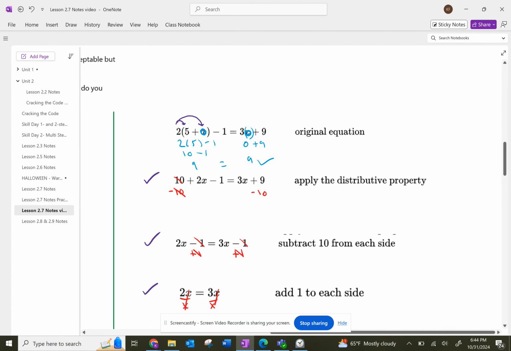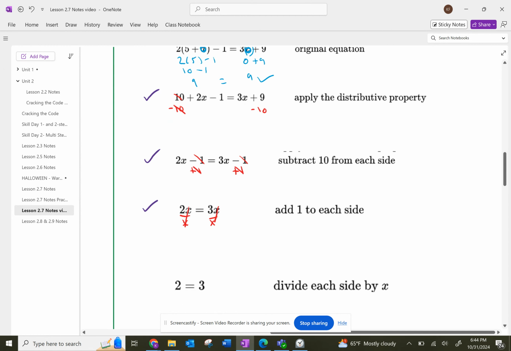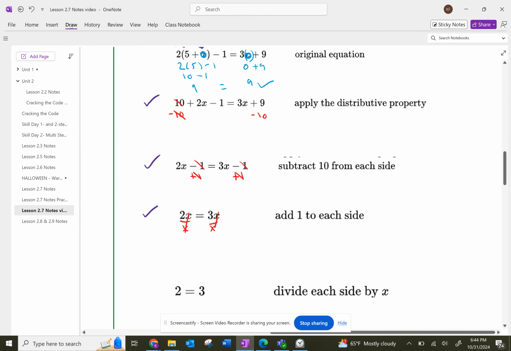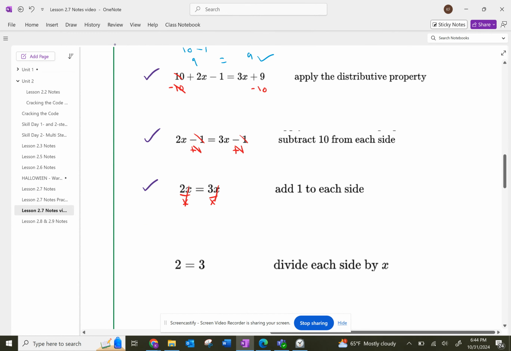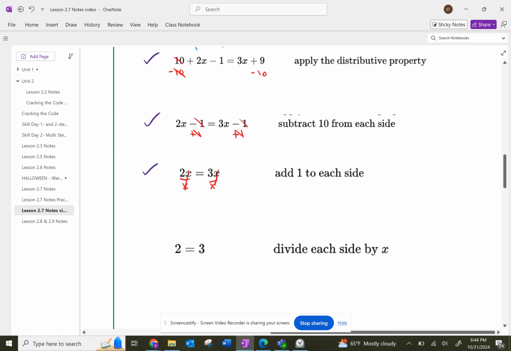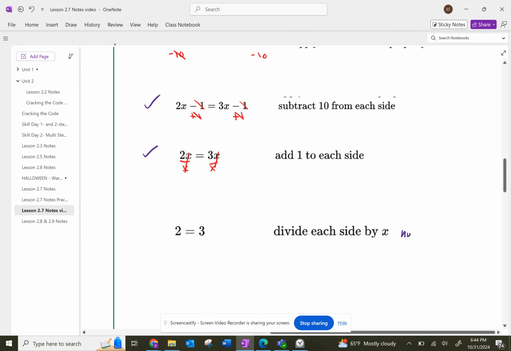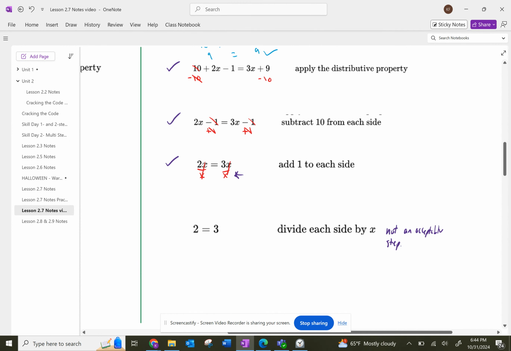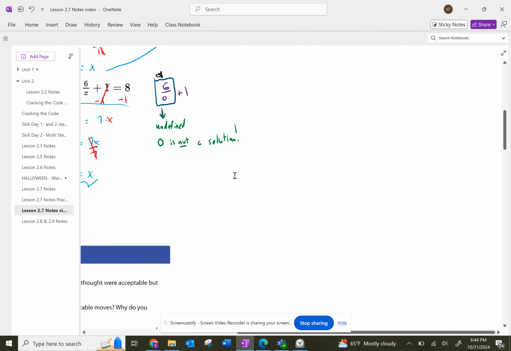So what happens here? Because 0 turns out that it truly is a solution, but making seemingly algebraic moves didn't lead me to that. And it's actually this last step here. Dividing by x on both sides is not an acceptable step. And that's only because when you divide both sides by x here, remember in the warm-up, there's only one number you can't divide by, and that's 0, if you remember from right here. We can't divide by 0.